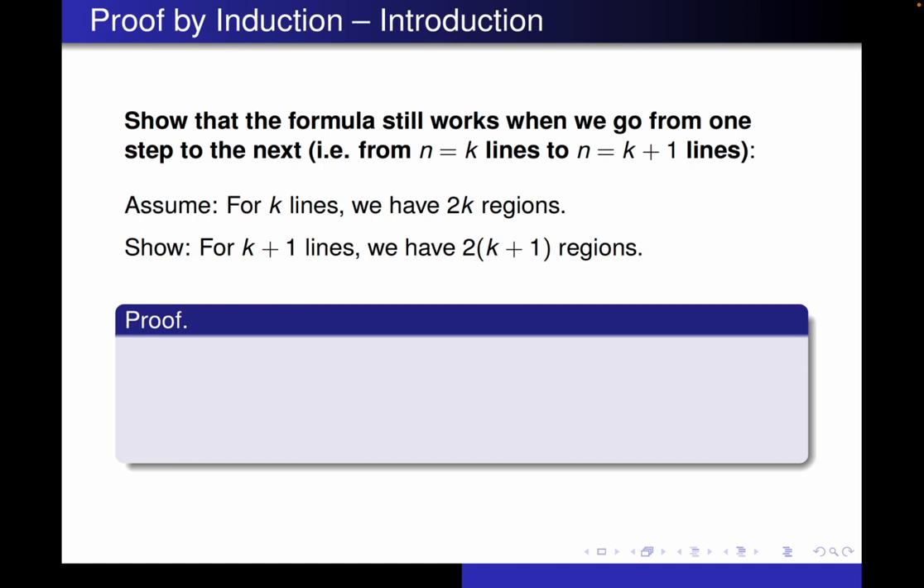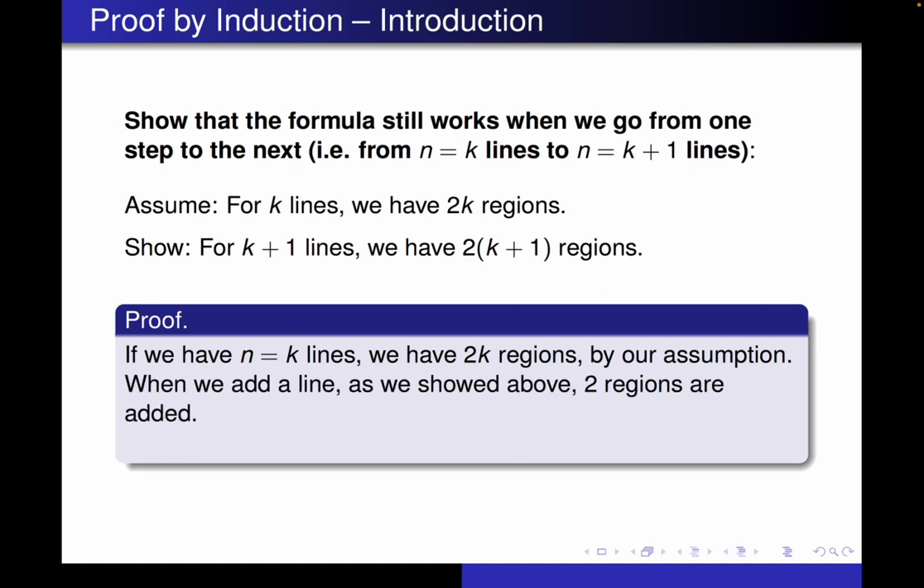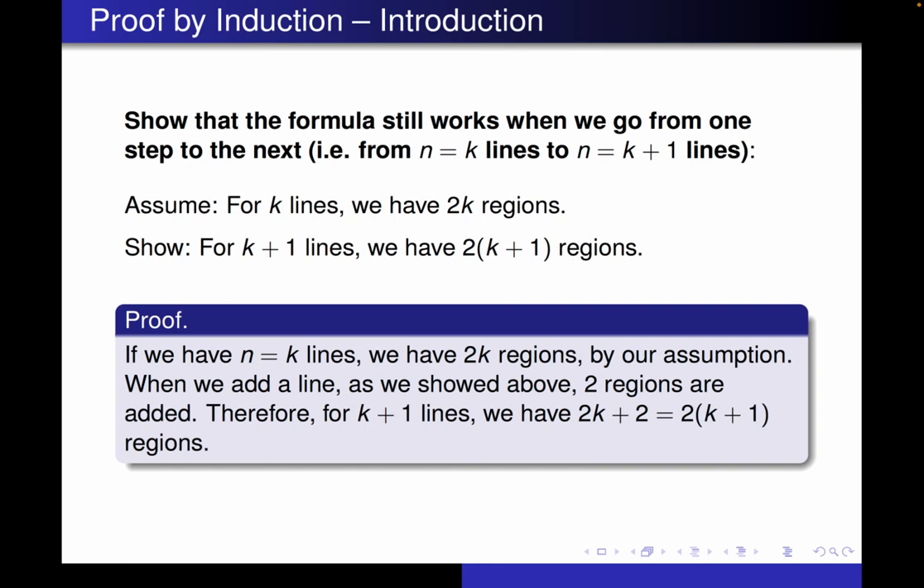So let's try it. If we have n equals k lines, we have 2k regions. That's our assumption. And we also showed that when we added a line, we add 2 extra regions. So if we have k plus 1 lines, we used to have 2k regions, but now we got 2 additional regions, so that gives us 2k plus 2. If we simplify that by factoring out a 2, we get 2 times the quantity (k plus 1) regions, which is exactly what we tried to show.